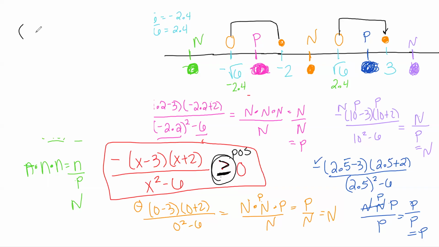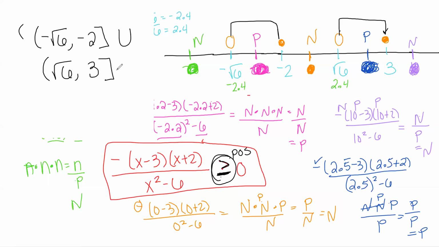So the final answer in interval notation is open negative root 6 to negative 2 closed, and union, open root 6 to 3 closed. That is your final answer in interval notation. That one's a mess. Whew. Okay. Alrighty. I'm going on to the next one.